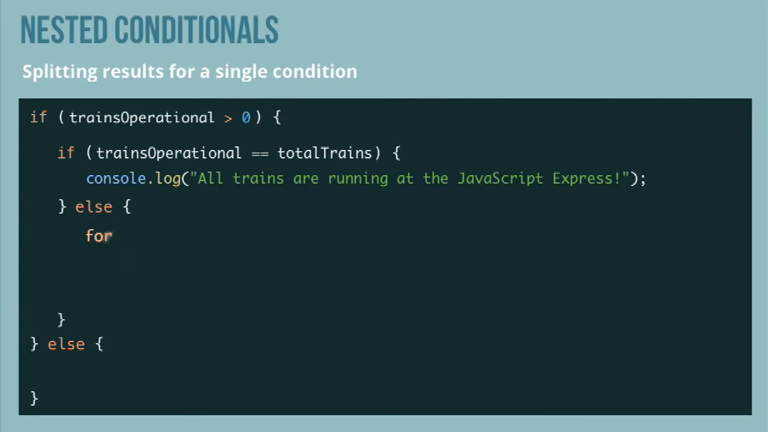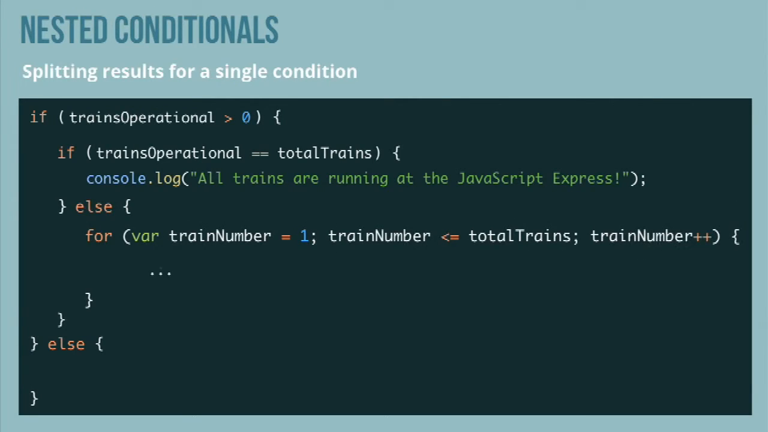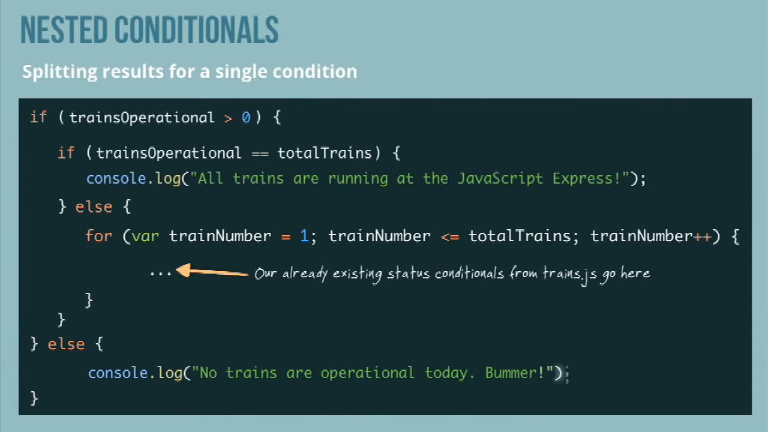Otherwise, then we run our basic for loop that we have already designed to differentiate between the running trains, the not running trains, and our special train. And then on the very last else block, we will know that there are no operational trains, and so we can print to the user that no trains are operational today. Bummer.